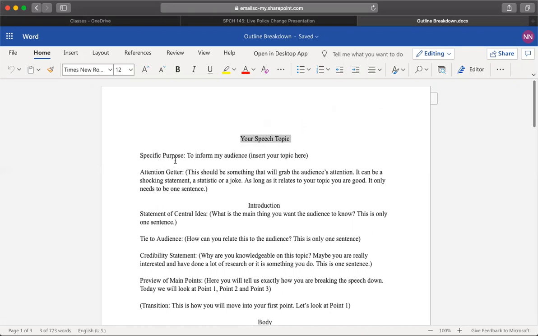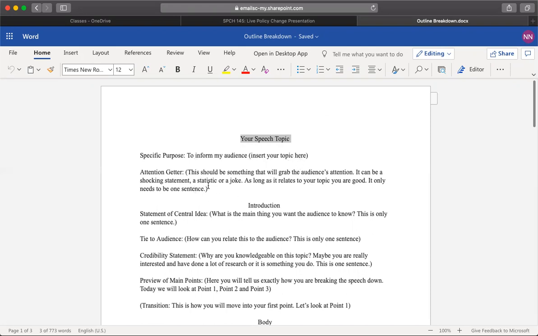So my specific purpose, this is where you're going to tell us exactly what you're going to do. My specific purpose would be to inform my audience, and then you're just going to insert your topic here. If this is the demonstrative speech, it's going to be to demonstrate to my audience. If this is the persuasive speech, it's going to be to persuade my audience, and then you're going to insert whatever your topic may be here.